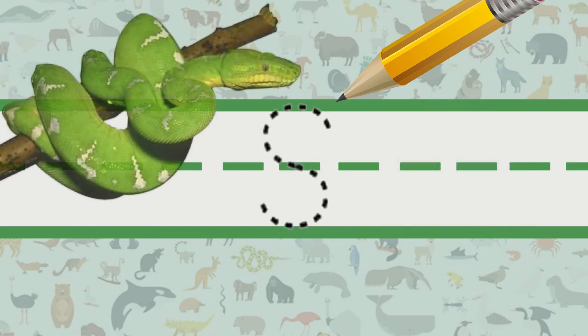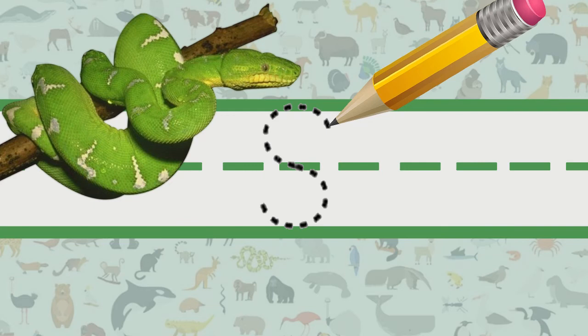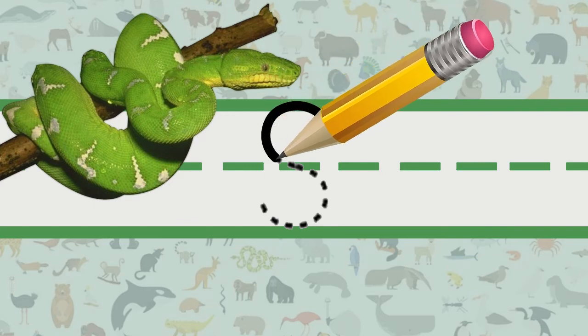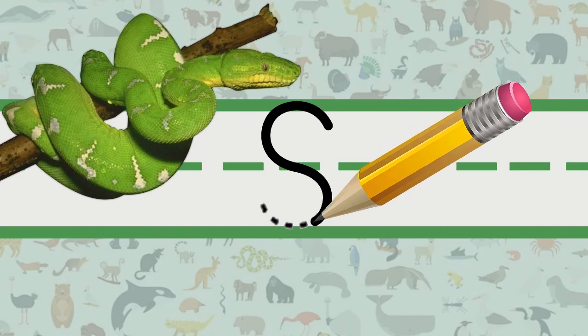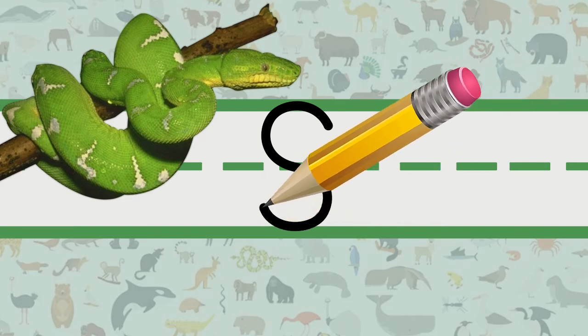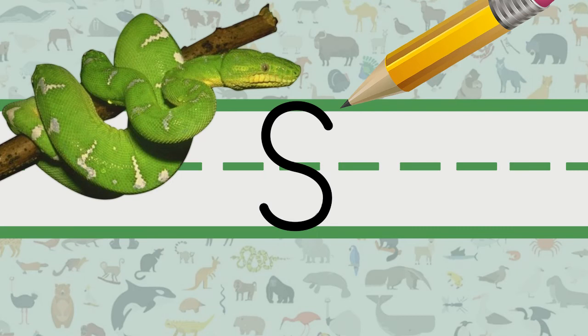S is for snake. For big S or capital S, start at the top and draw a curved line to the middle. Then continue the curved line in the opposite direction down to the bottom. Good job. Let's try that again.